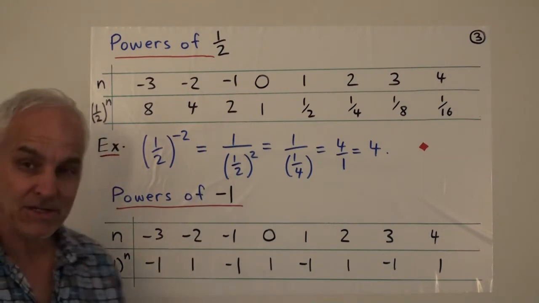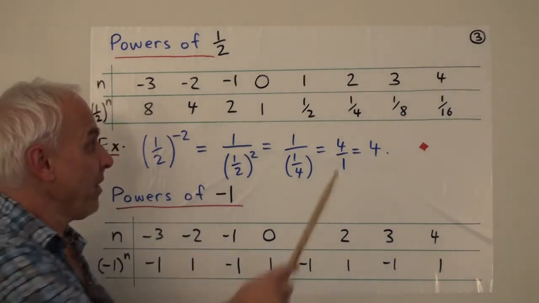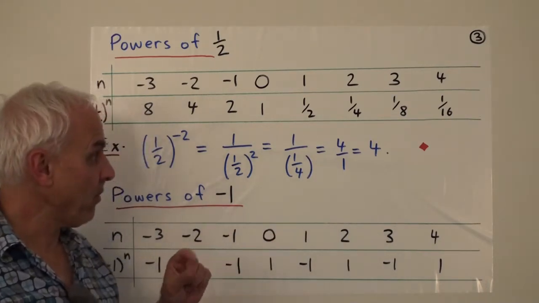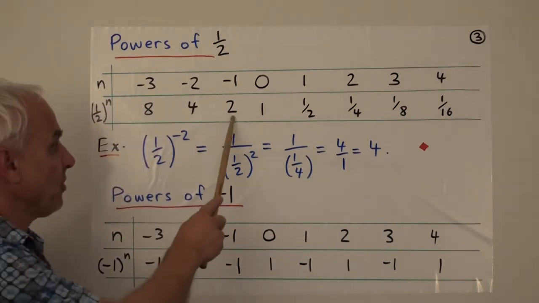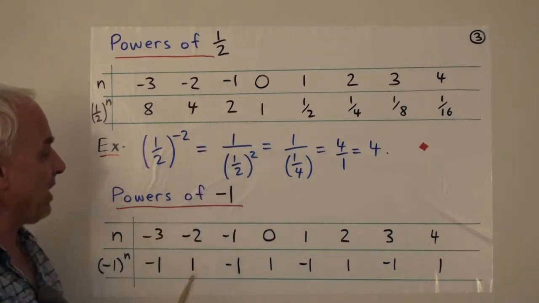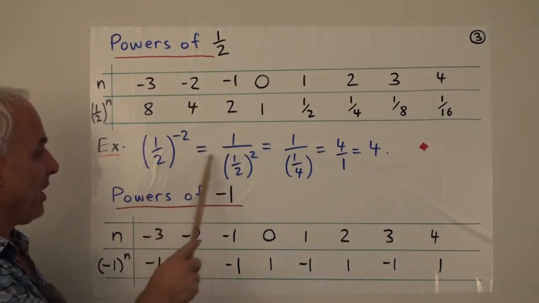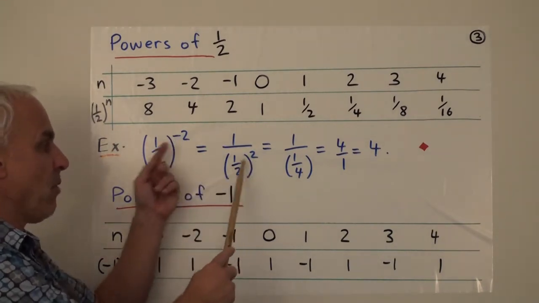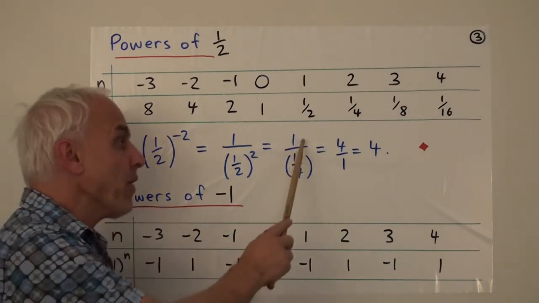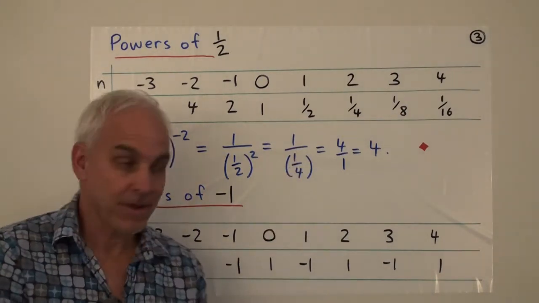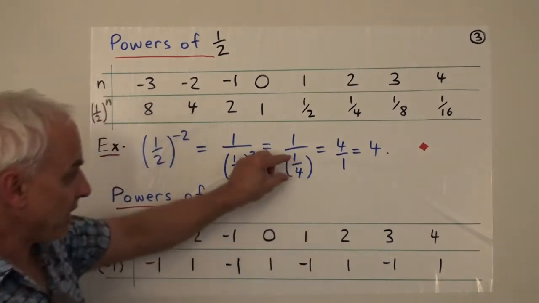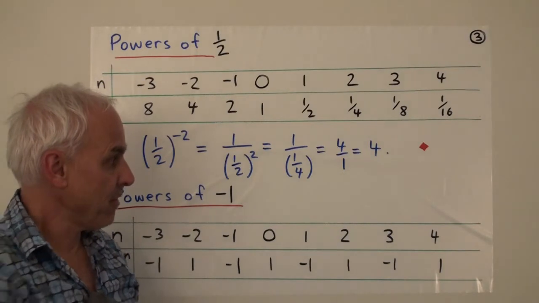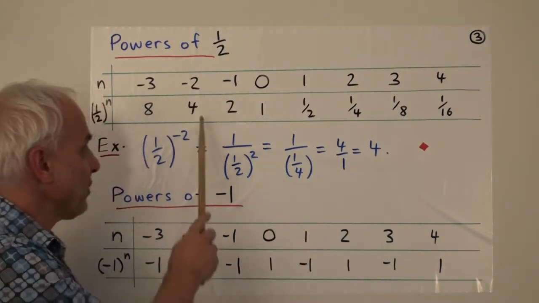Now 1/2 to the -1 will be 1 over 1/2 to the 1. In other words, 1 over 1/2, which is 2. 1/2 to the -2, for example down here, is 1 over 1/2 squared. 1/2 squared is a quarter, and 1 over a quarter is 4 over 1. You get that by multiplying by the reciprocal of the denominator. 4 over 1 is the same as 4. That's why there's a 4 there.